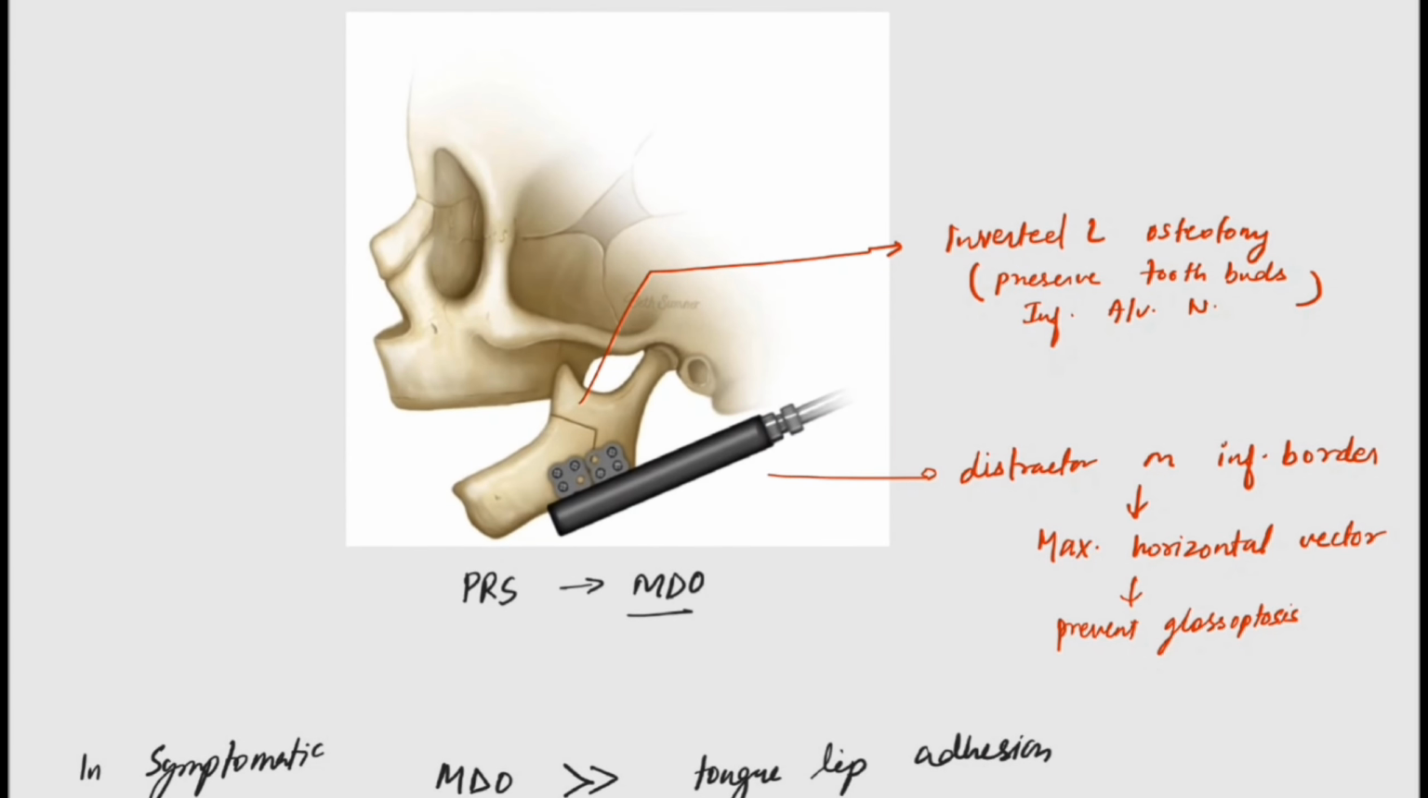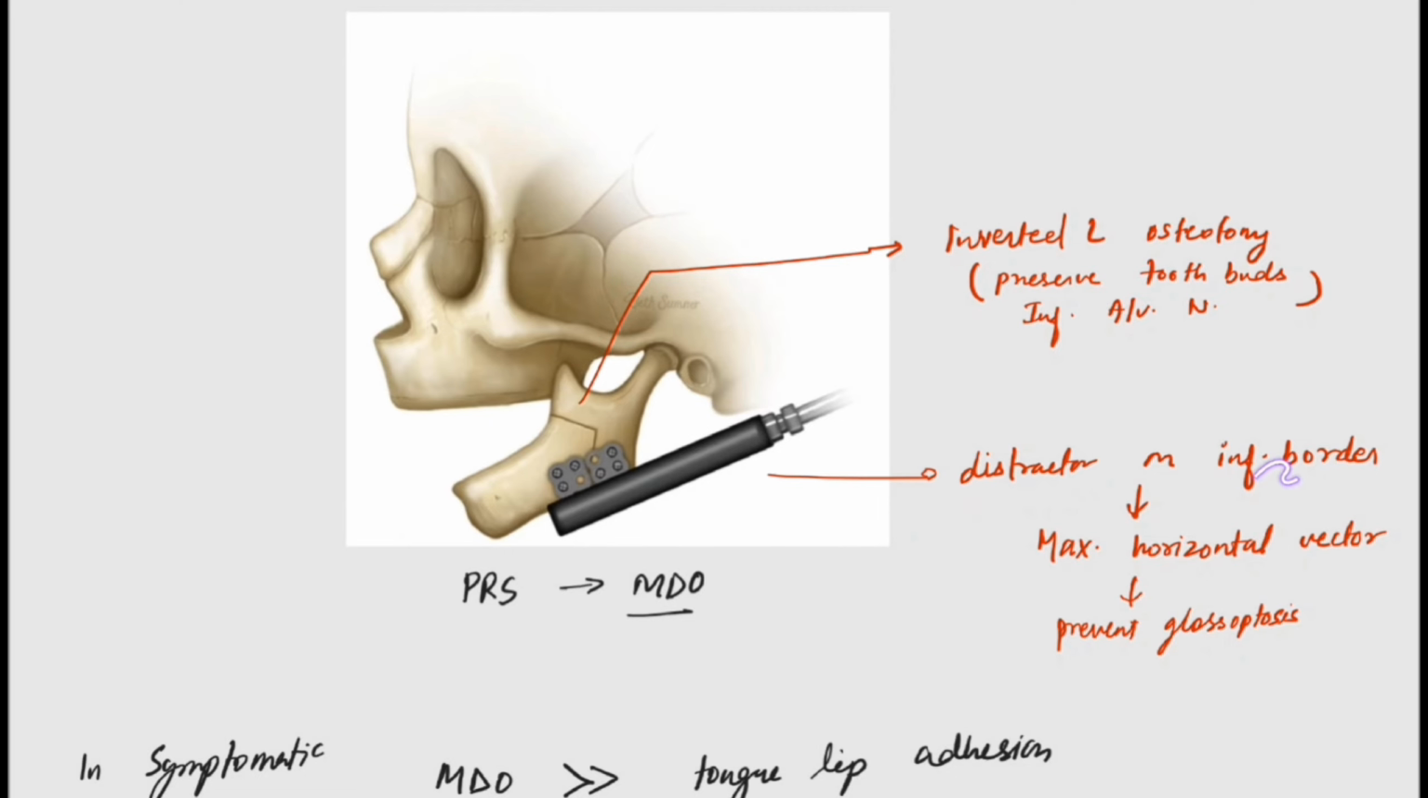So here we can see there is Pierre Robin sequence. This is the convexity. The mandible is hypoplastic. Here we go for an inverted L incision. It is half the distance of the height and half the distance of the breadth. And here we go for an inverted L osteotomy, which preserves the tooth buds and inferior alveolar nerves.